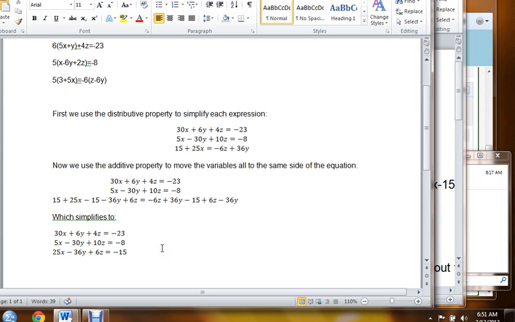Now we're ready to start the process of elimination. So the process of elimination, what we want to do is get rid of these variables two at a time. And we'll pick up with this in the next video.